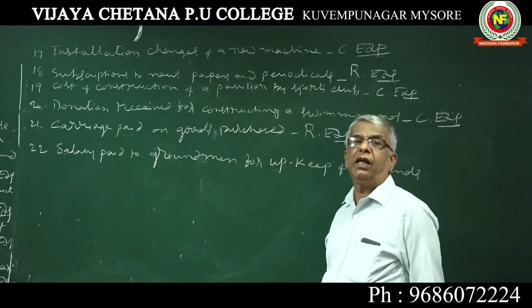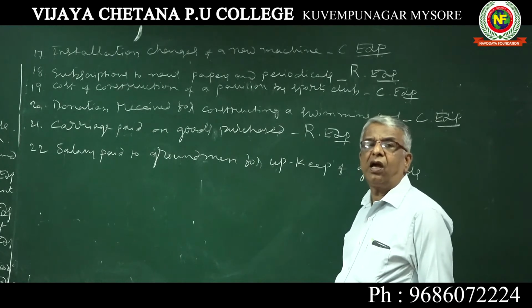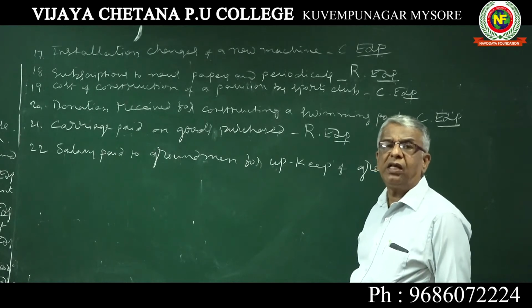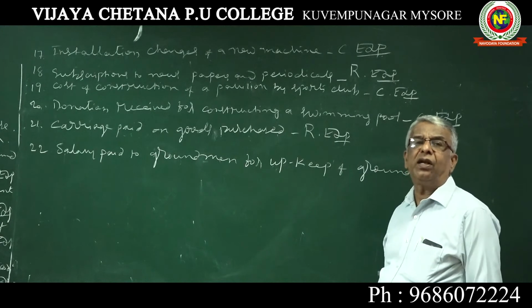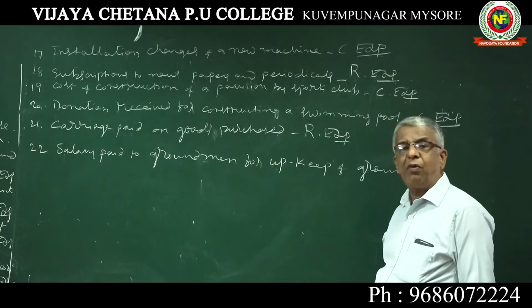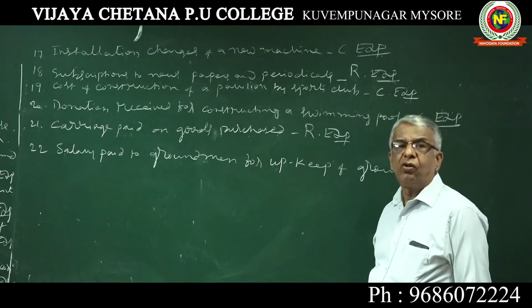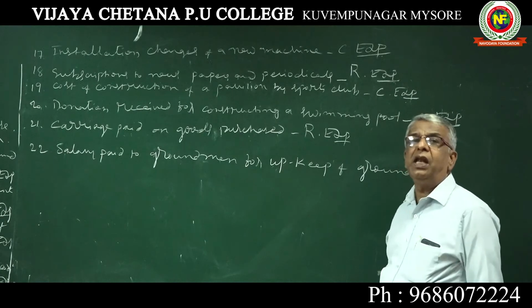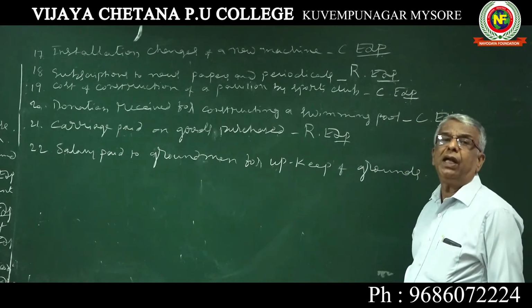Upkeep of grounds means, in each and every not-for-profit organization, they have this pavilion or garden. So to maintain that garden, whatever the salary paid to that gardener, we are going to call it recurring in nature. Upkeep means to maintain the grounds.